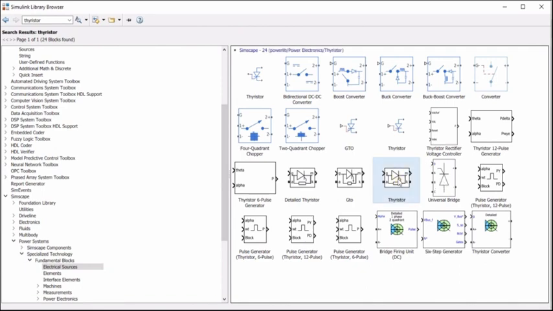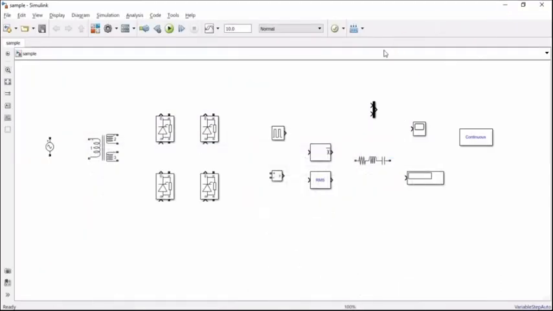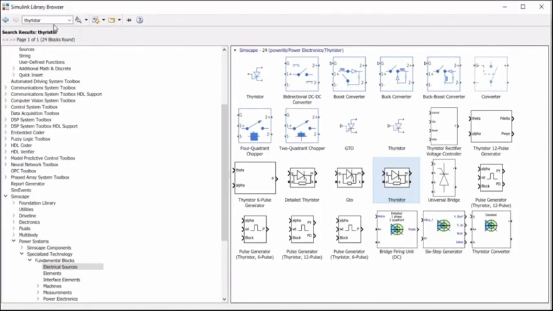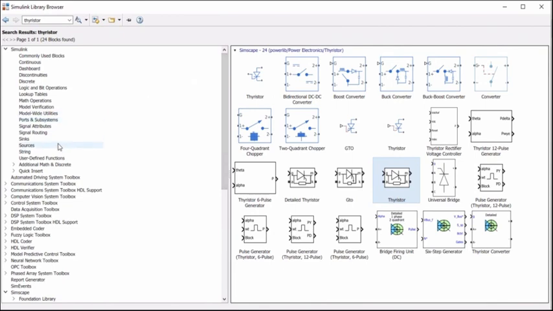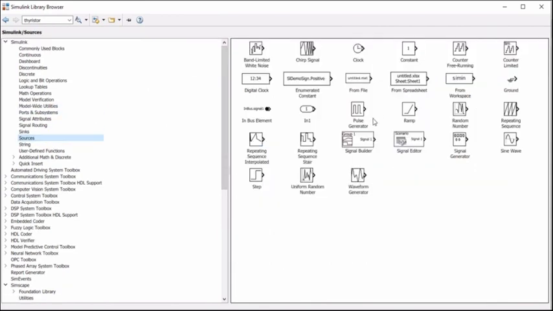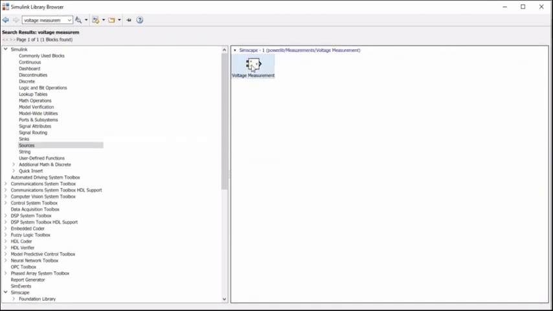So thyristor block is available, so this we can add it. Next we need a pulse generator. So we can click in as pulse generator, or we can go to the sources. We can find pulse generator here, we can add it. Then voltage measurement block. So voltage measurement block is available, so this also we can add it by doing a right click.